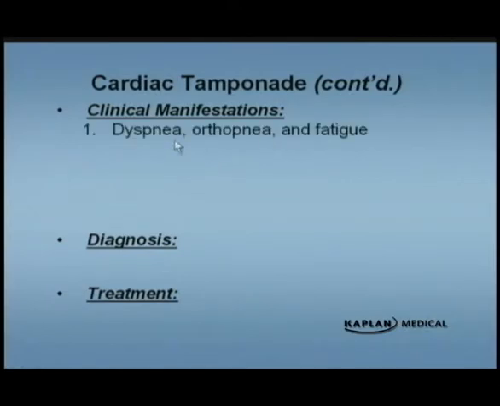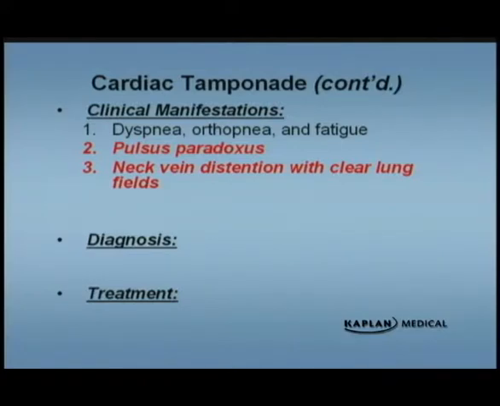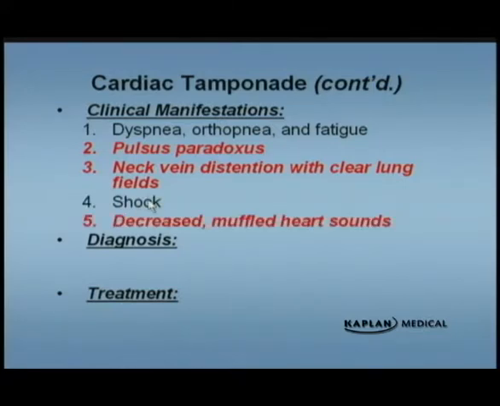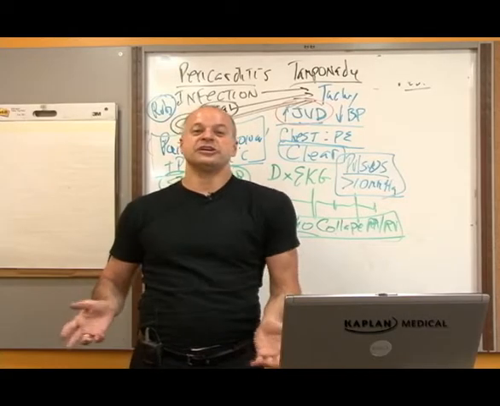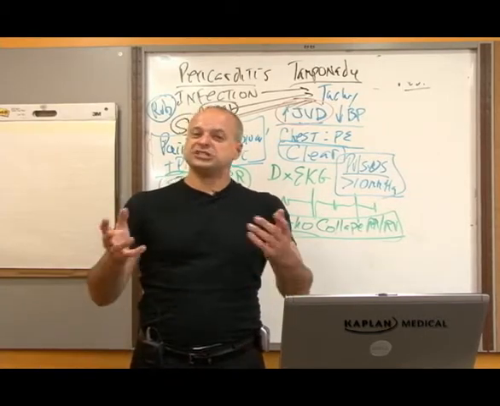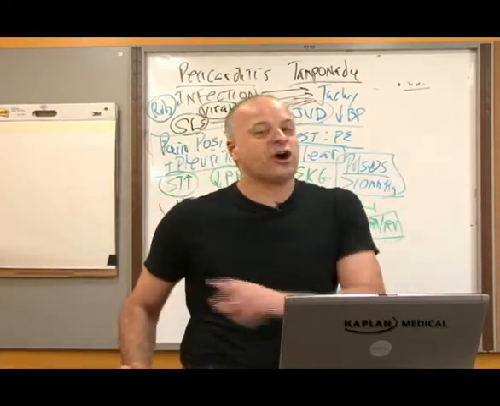Now, tamponade gives you hypotension, shortness of breath, and tiredness. A pulsus paradoxus is a greater than 10 millimeter of mercury decrease in blood pressure on inhalation. Now, neck vein distension with clear lungs is something that could be with a tension pneumothorax, but you would have to be told decreased breath sounds on one side. Shock just means hypotension. Decreased or muffled heart sounds means that the fluid is encapsulating the heart, so I can't hear it. It's acting like fiberglass insulation.